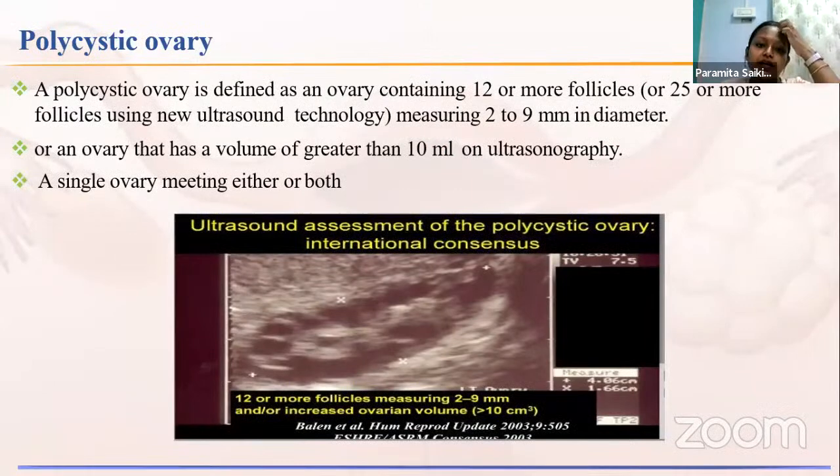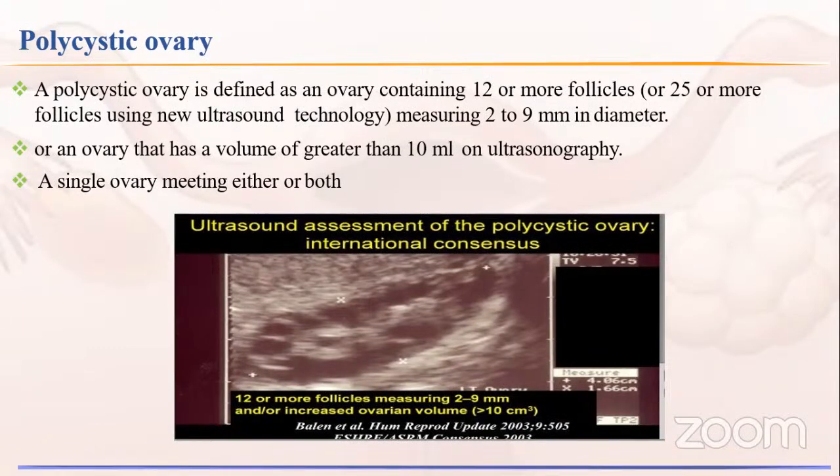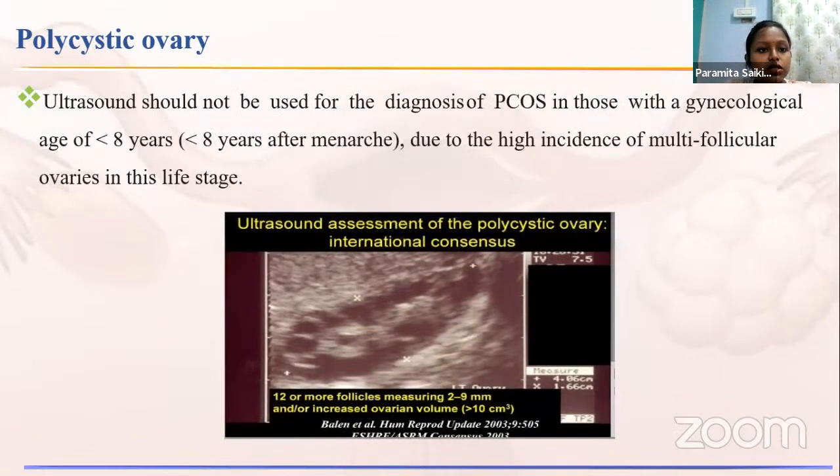A polycystic ovary is defined as an ovary containing 12 or more follicles, or 25 follicles using new ultrasound technology, measuring 2 to 9 millimeter in diameter, or an ovary that has a volume of greater than 10 ml on ultrasonography. A single ovary meeting either or both can be said as polycystic ovary. Polycystic ovary, according to ultrasound, should not be used for the diagnosis of PCOS in those with an age of less than 8 years due to high incidence of multiple follicles in ovaries in this life stage.